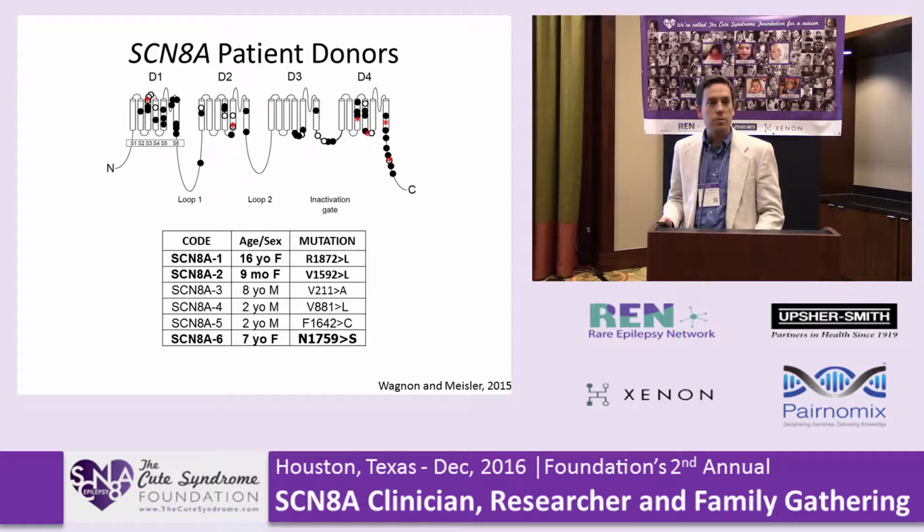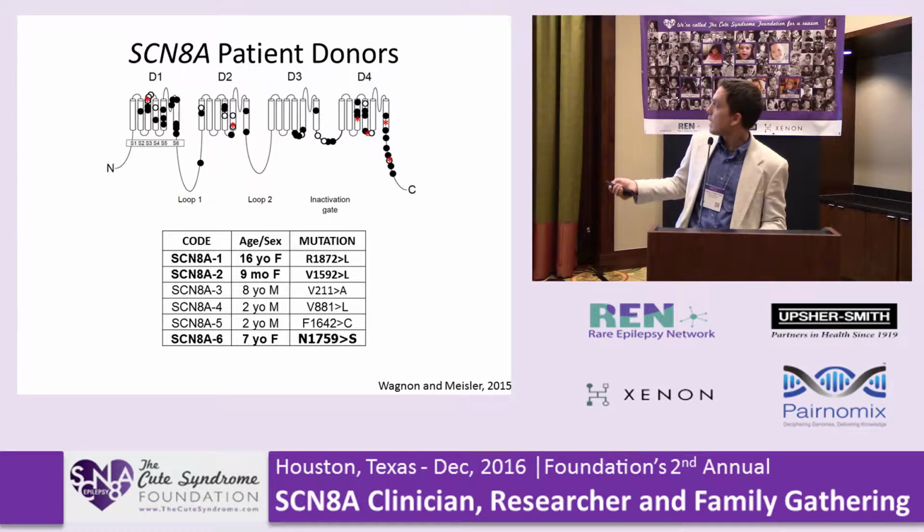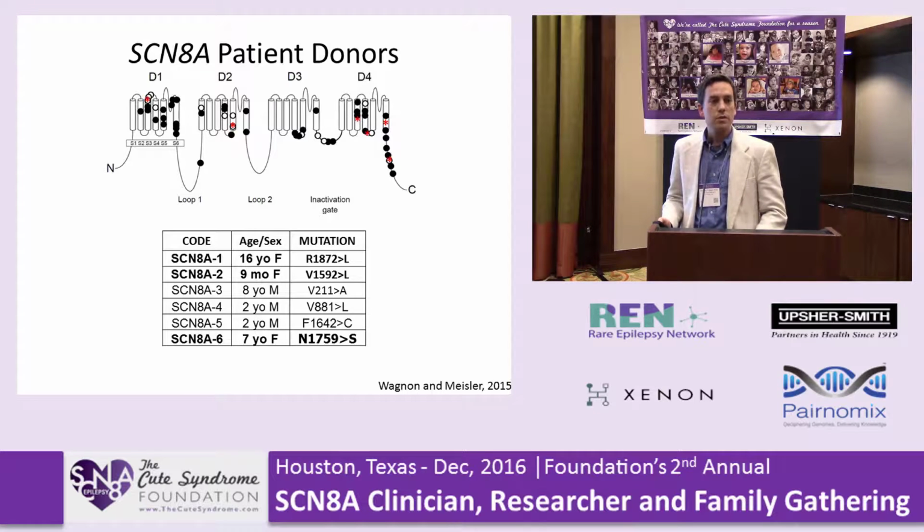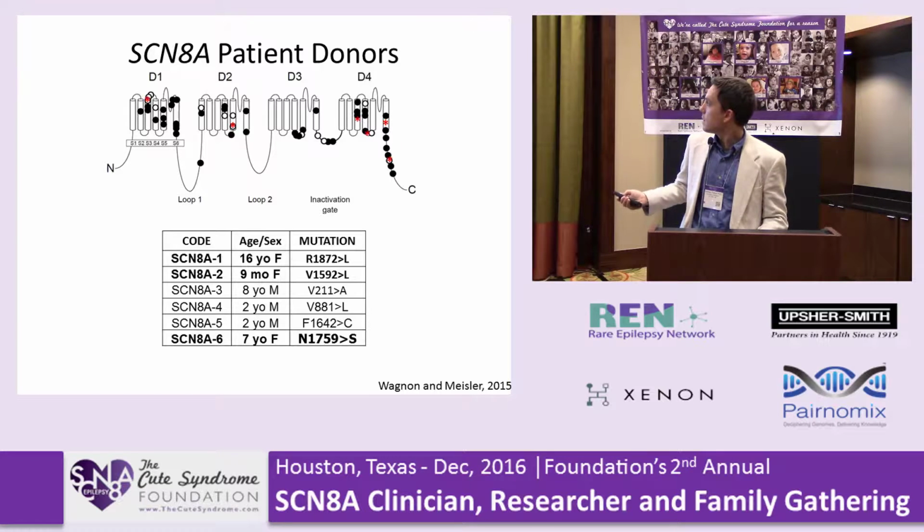So this is from a review from Miriam Meisler. So this shows some of the mutations on the SCN8A gene, their location, and currently we've made iPS cells from 6 different patients with all different mutations, and the 3 that I'm showing here and that are in bold below are the ones that we've begun to characterize to date. But we've also made iPSCs from these additional mutations. And I'd just like to thank all the parents and patient donors that have contributed to this. A lot of you are here tonight.